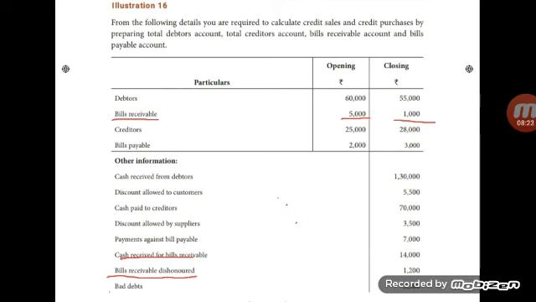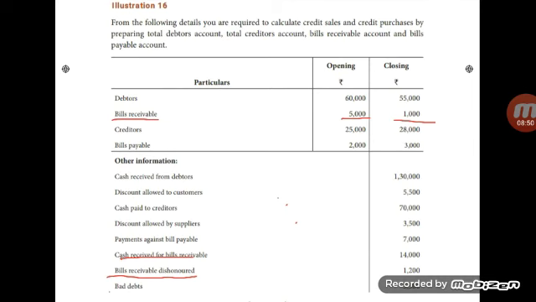Children, transactions are given there. First, you have to prepare bills receivable account, then debtors account. The balancing figure of bills receivable account is necessary for the preparation of the debtors account. So first prepare bills receivable account, then debtors account. Next, prepare bills payable account, after that creditors account.